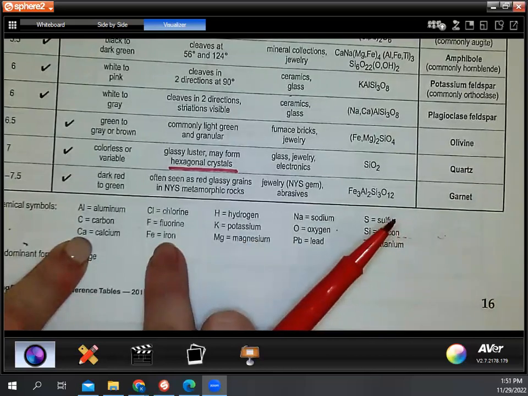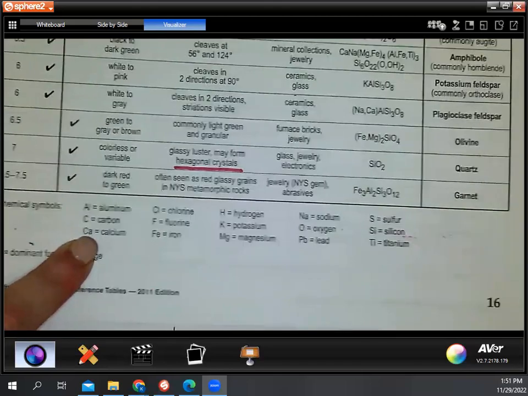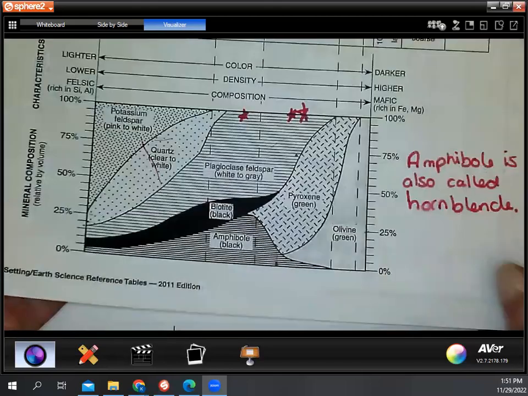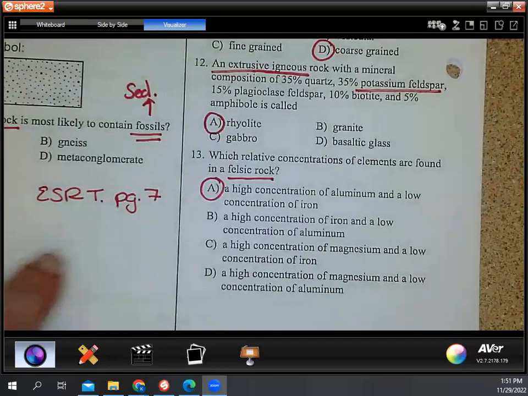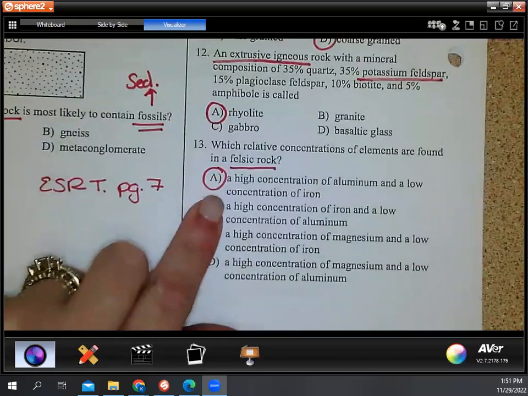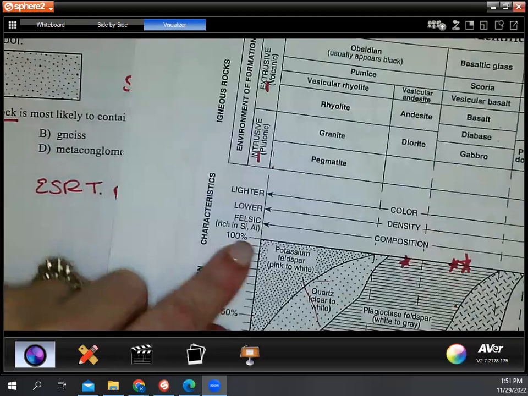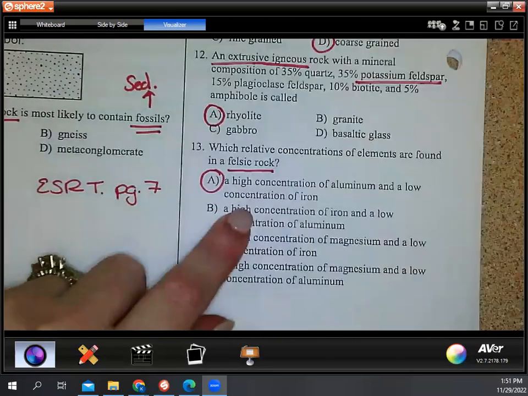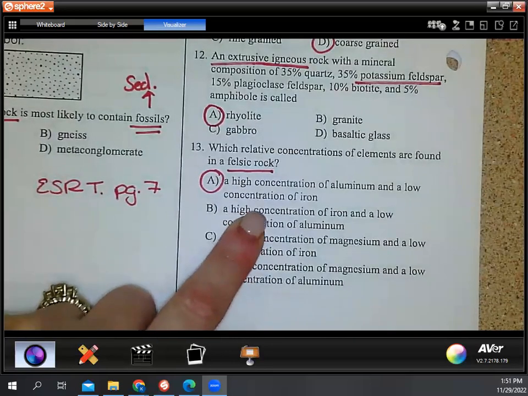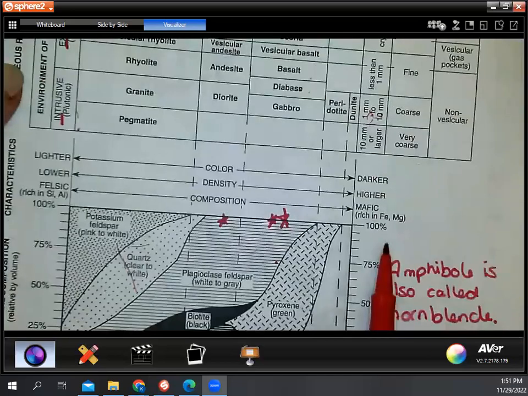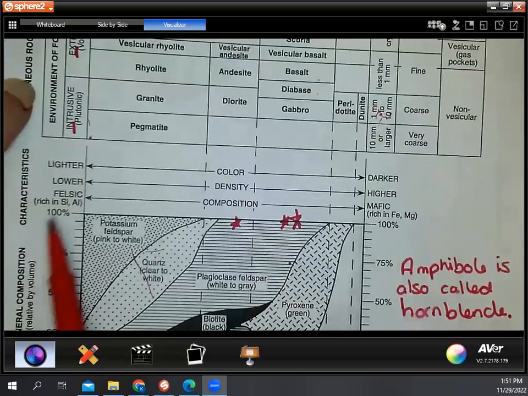Fe means iron. Okay, so I'm going to go through and I'm going to read about each of my choices. And the only choice that makes sense is that there's a high concentration of aluminum. That's my Al. And a low concentration of iron. Iron is high on this side, so it's low on this side.